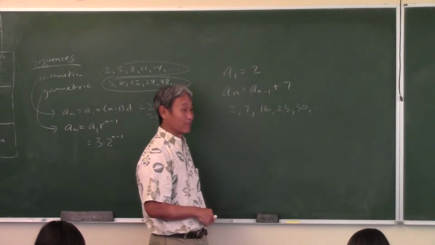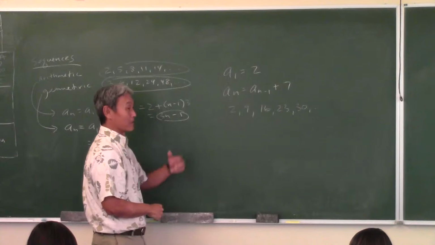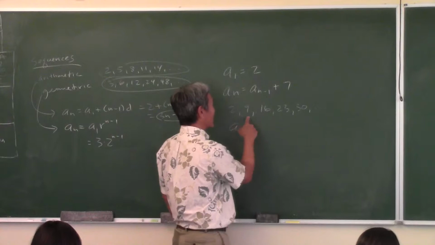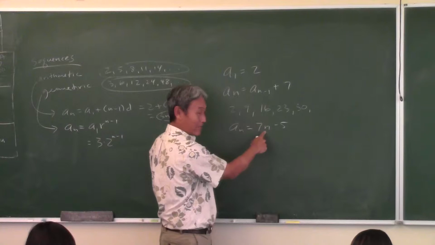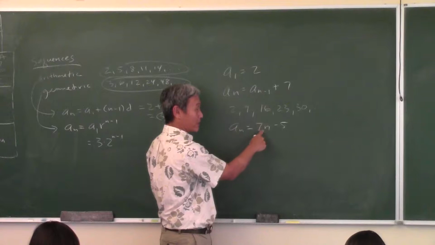Or should I write the explicit formula and just plug in 1,000? So I would write the explicit formula. What's the common difference? 7. If the common difference is 7, you write 7n, and you want the first term to be 2. So if I plug in 1 for n, what's 7 times 1? 7. What do I have to do to 7 to get 2? Subtract 5.